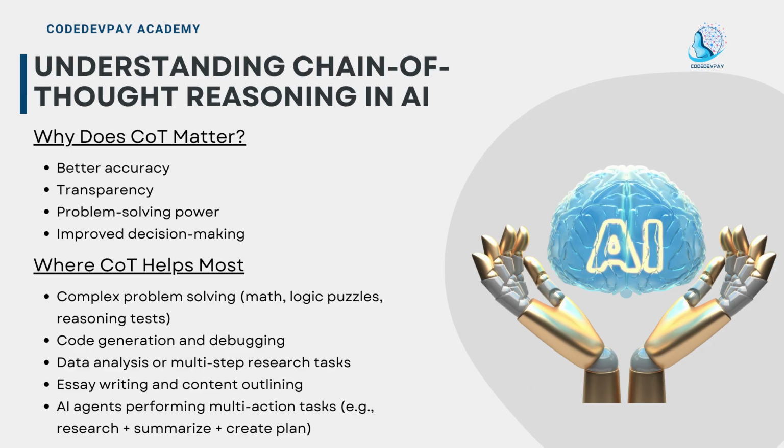The third one is an increase in problem-solving power. It allows handling of multi-step problems, that is math, logic, and analysis. And the decision making of the AI model is improved. This is because it forces the model to consider alternatives before giving its final answer.